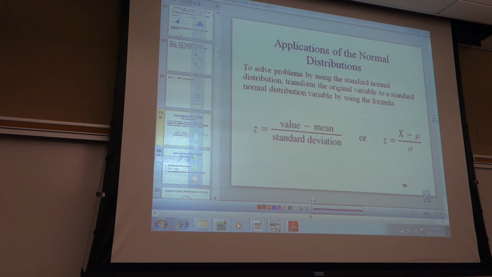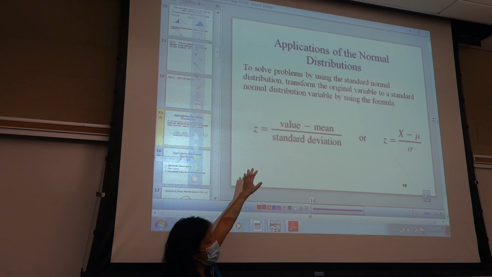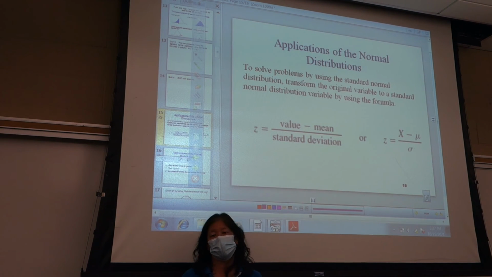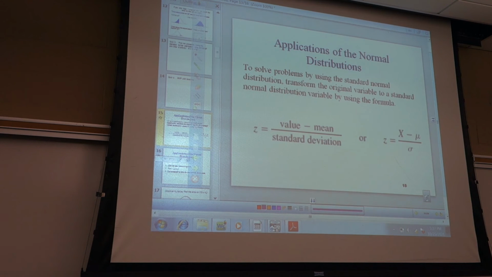How do you do that? You take your value, subtract the mean, divide by standard deviation. Because this tells you how many standard deviations it is away from the mean. If it's below the mean, it better be negative. Above the mean, it should be positive.